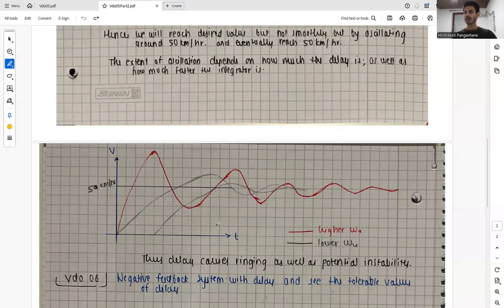And that's how we can say that the delay causes ringing as well as the potential for instability. We will discuss this in detail in our next video.